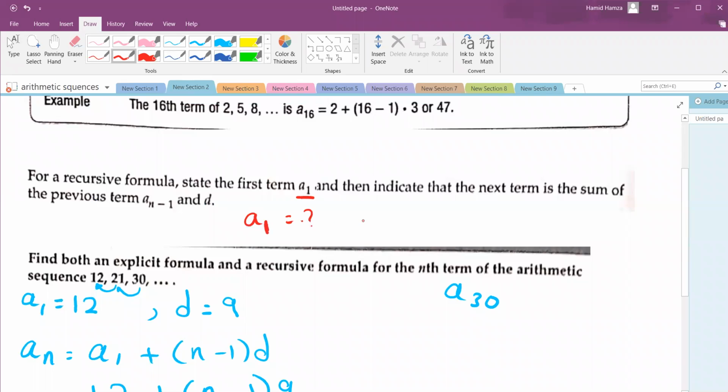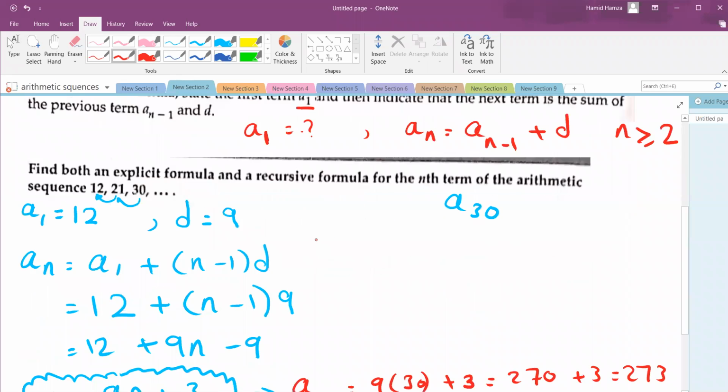Then the recursive formula is written like this: An equals An minus 1 plus D, and n greater than or equal to 2. So this is the recursive formula.